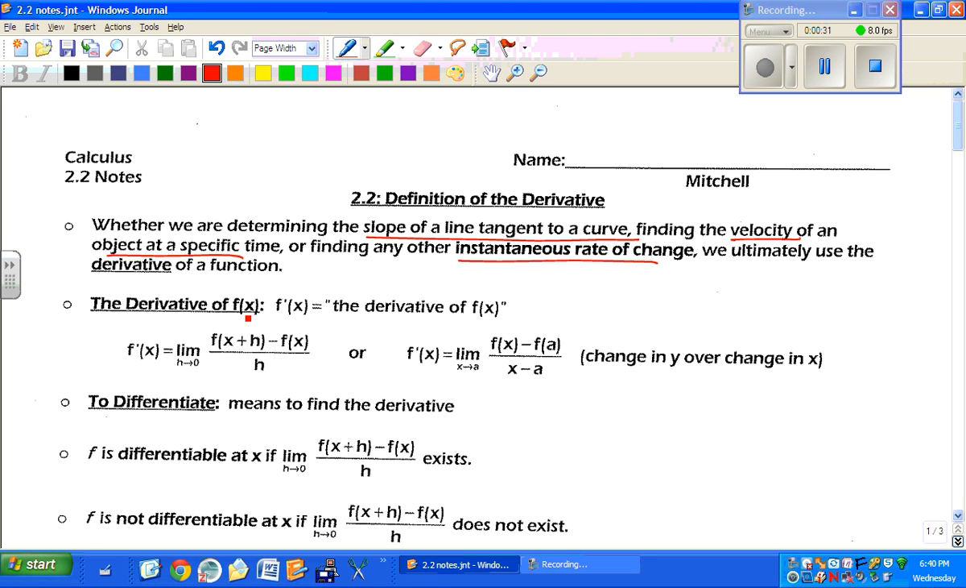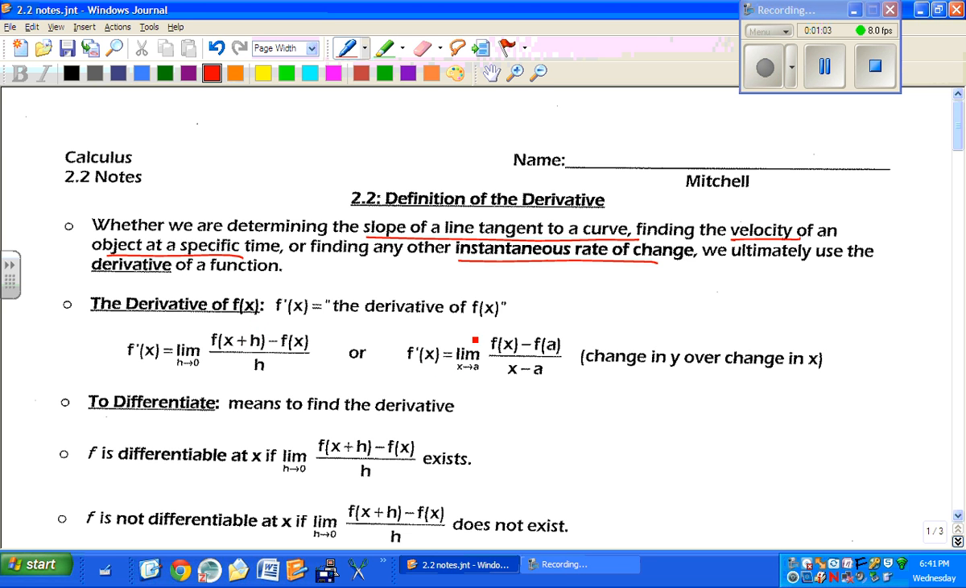The derivative of f of x, we use this notation, f prime x, this little tick mark here. But we say the derivative of f of x. So the derivative of f of x is actually that limit of the difference quotient we've been working with the past few days. Limit as h approaches 0 of f of x plus h minus f of x all over h. Past few days we've been using a plus h, but here we're talking about our function in terms of x. So this is in general.